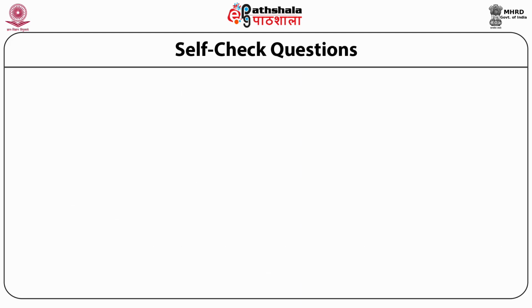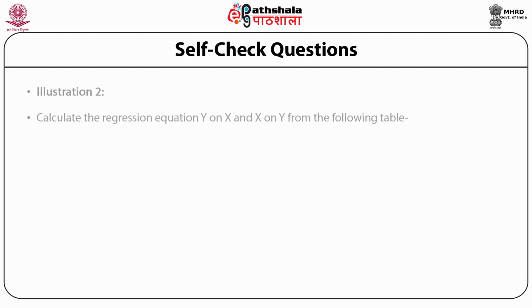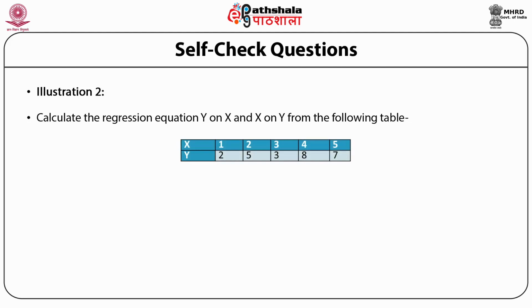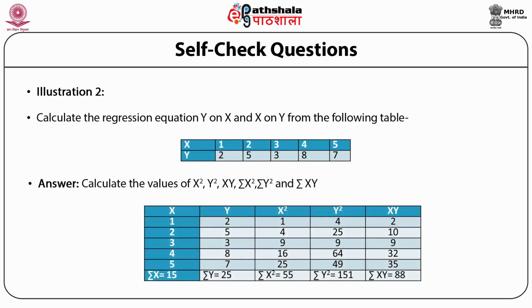Let us take one more example. Here we are supposed to calculate the regression equation y on x and x on y from the following table. Again we will follow the same method. We know our formula. We have to calculate the various values that are required, and on solving these values and putting them into the equation, we can solve for the values of a and b. So the final regression equation that you will get is y is equal to 1.10 plus 1.3x.